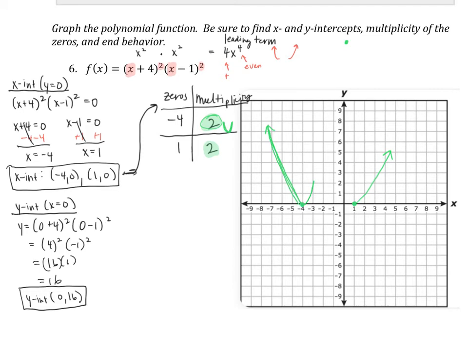Now, obviously, I'm going to have to go all the way up to this 16, and then I've got to come back down because I've got a point on the x-axis. So I'm going to turn and come down. At the 1, it has multiplicity 2, so I'm going to bounce back up as well. So I do not go through the x-axis. I bounce at that point, and that's because the multiplicity is 2. And so there is a sketch of the graph.